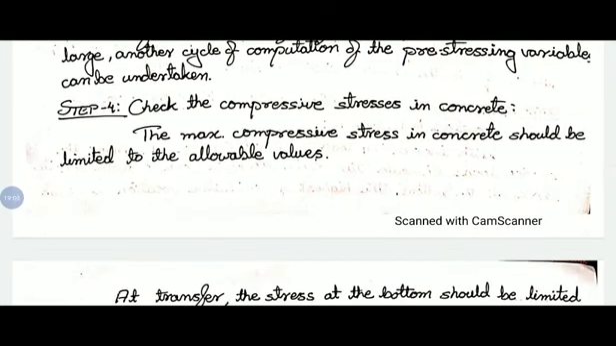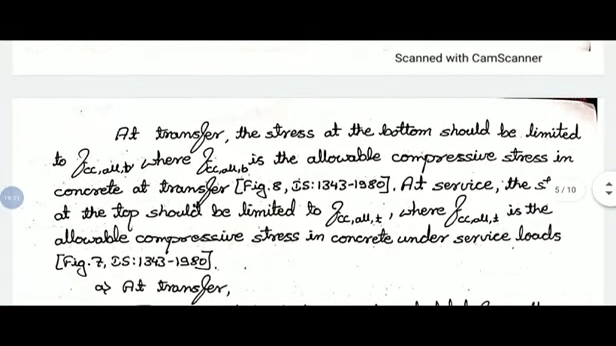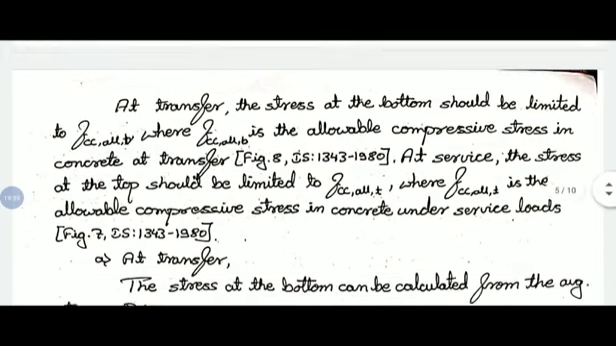Then check for compressive stress in concrete. The maximum compressive stress in concrete should be limited to allowable values. So the fck, what we have assumed, should be in that range. The allowable compressive stresses are given in the IS 1343 code book. At transfer, it should be limited to the allowable compressive stress in the bottom, and at working stage, the allowable compressive stress in the top.